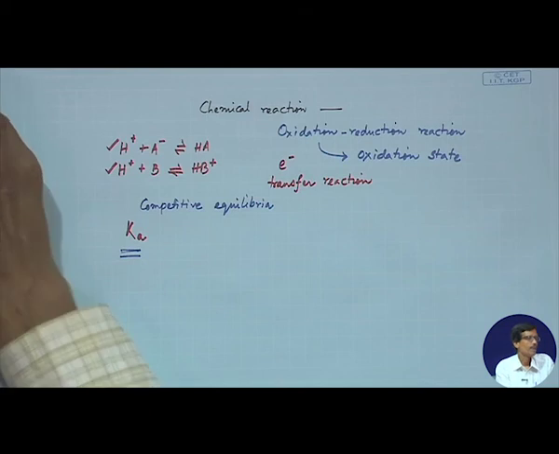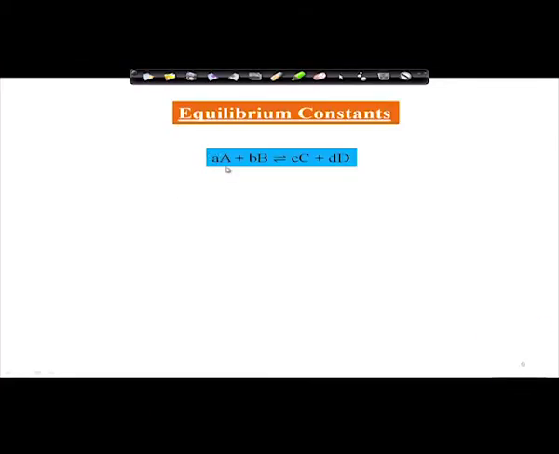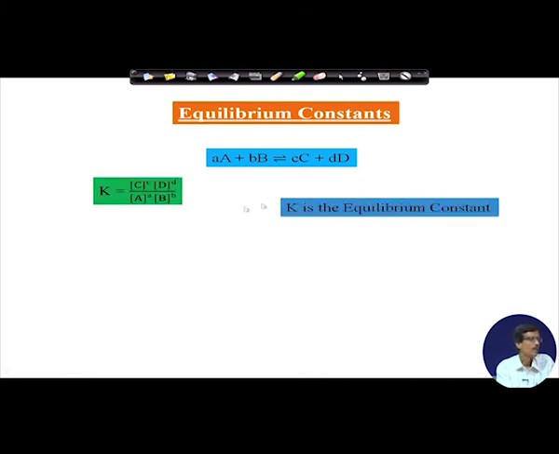So, for a very basic or standard reaction, aA plus bB producing cC and dD, K is the equilibrium constant, and sometimes K is written as Ka, where a stands for acid. We consider the concentration of C raised to the number of moles c, the concentration of D raised to the number of moles d, and in the denominator A and B are also raised to their corresponding moles, and we get K.